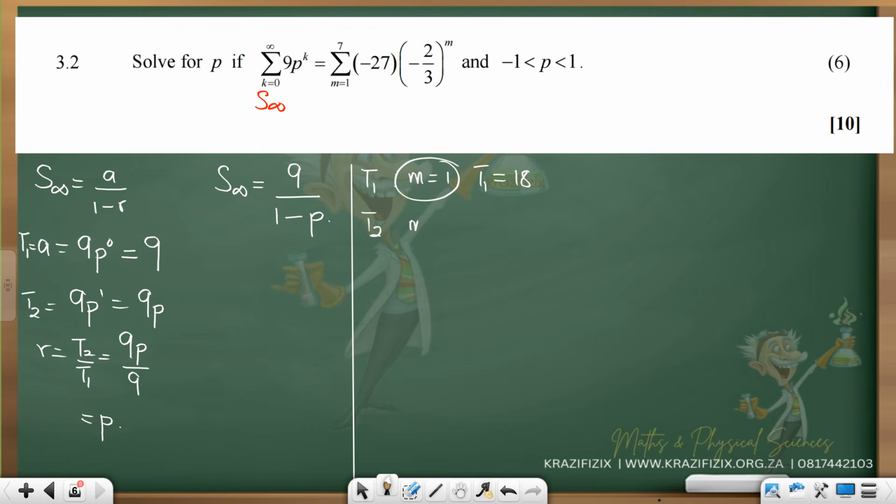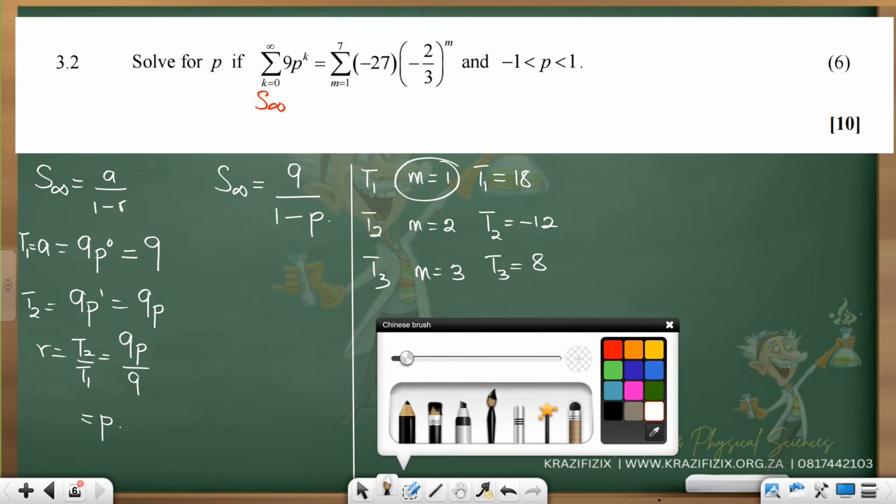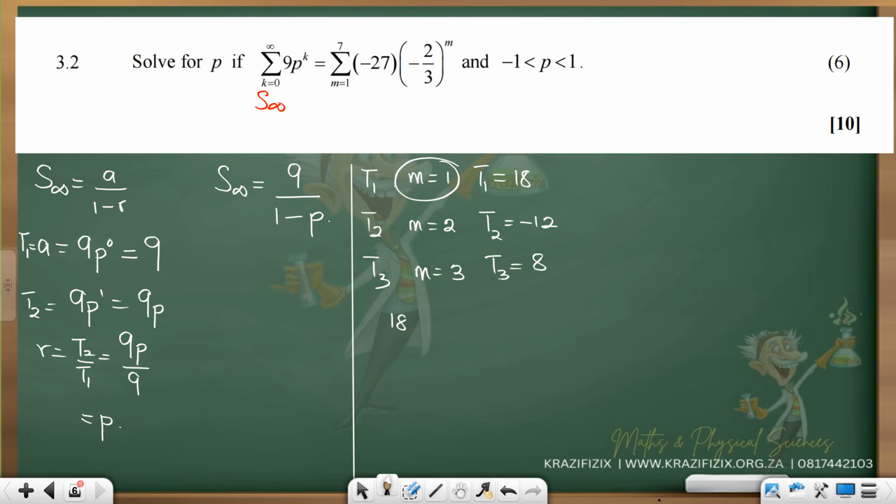Let's get T2. Please, very important. M now is equal to 2. Did you just put it in a calculator? Negative 12. Okay, I need to get T3 with M being 3. What are we getting? 8. The question is, what type of pattern is this? It's either geometric, or if it's none of the two, then you have to work manually. But let's see, is it geometric? Let's confirm. We have 18, negative 12, and 8.